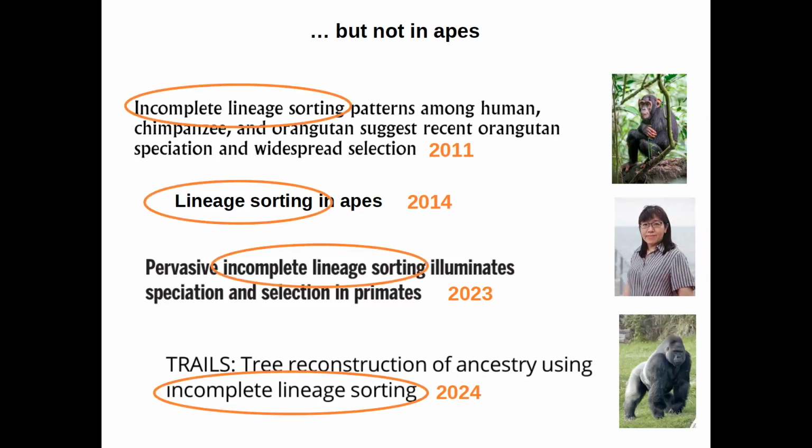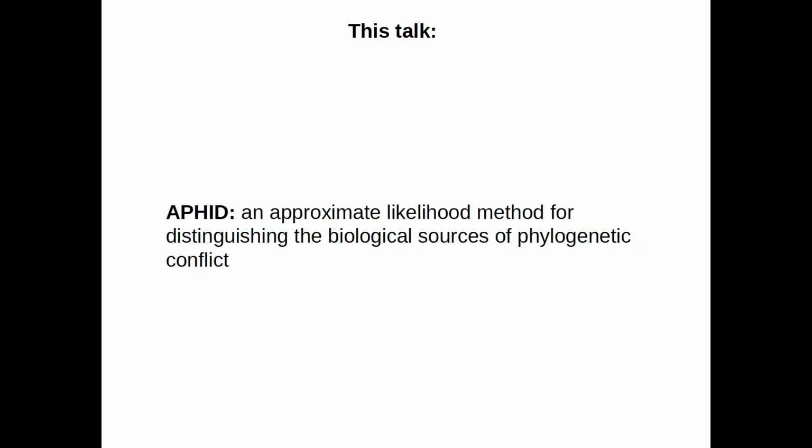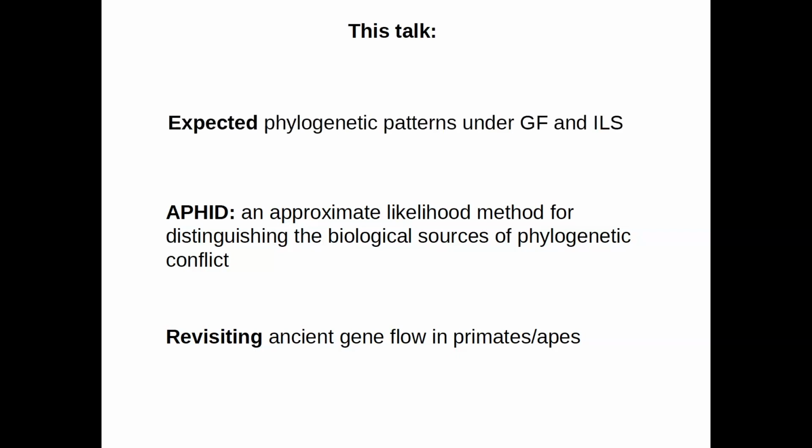In particular, I would like to introduce APHID, which is a method I recently designed to distinguish between gene flow and ILS. I'd like to use it to revisit some of the results I was showing just before. But before that, I thought I could spend a couple of minutes illustrating how exactly gene flow and ILS are expected to affect genealogies and what kind of signature they leave in the data.